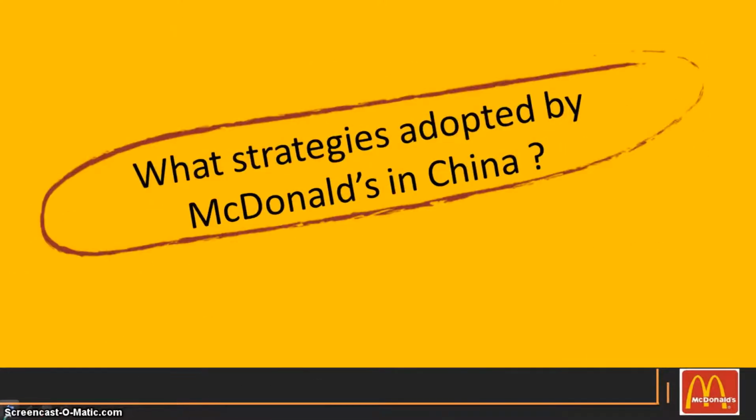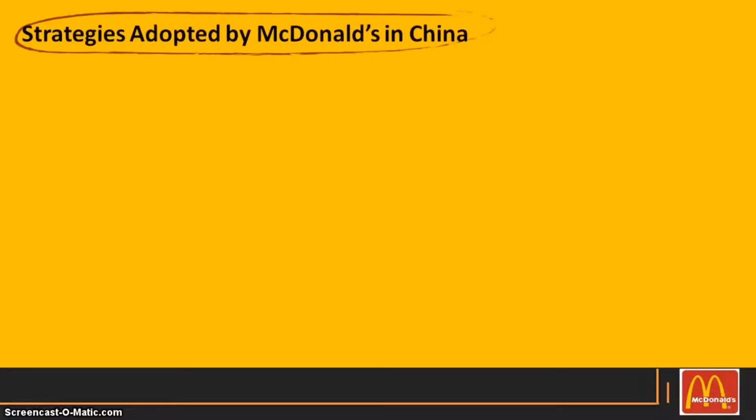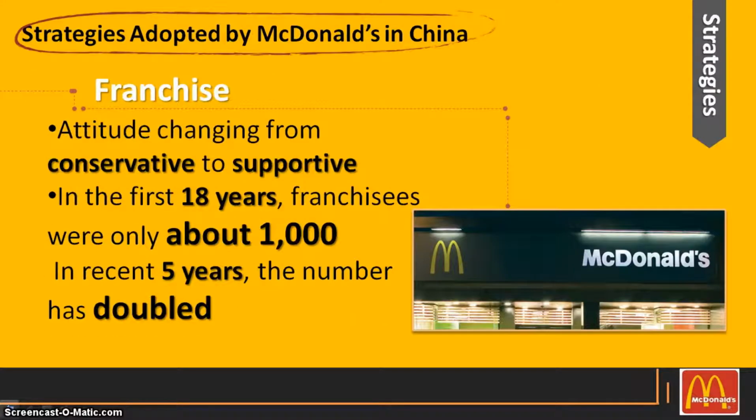Then we will look at what are the strategies adopted by McDonald's China. The first one is franchise. McDonald's was always conservative about its policy of franchise because of developing credit and rules and regulation system in China. At first, the total number of franchisees was only about 1,000, whereas in recent 5 years, that number has reached 2,000. This shows the opening policy of franchise by McDonald's.